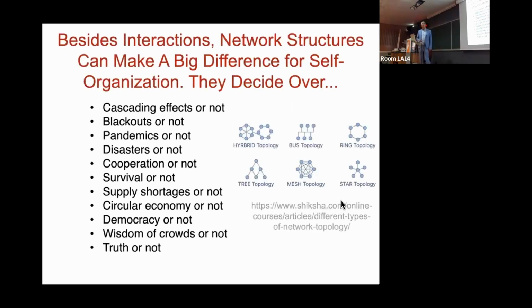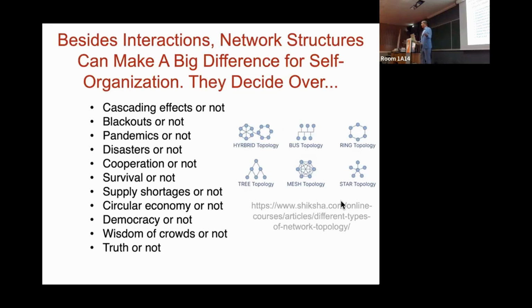Besides interactions, network structures, even when interactions are not changed, can make a big difference for self-organization. So it can change the system for better or worse. They decide over cascading effects or not, blackouts or not, pandemics or not, disasters or not, cooperation or not, survival or not, supply shortages or not, circular economy or not, democracy or not, wisdom of crowds or not, truth or not.